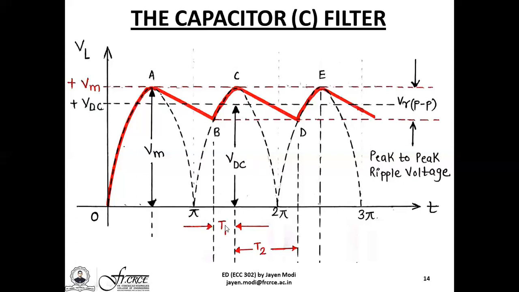The time T1 is the time taken for the capacitor to charge from point B to point C, whereas T2 is the time taken for the capacitor to discharge from point C to point D. Of course, for every single half cycle in the starting, T1 and T2 will be different. But for every consecutive or alternate half cycle, T1 will be the same throughout, and T2 will also be the same throughout.